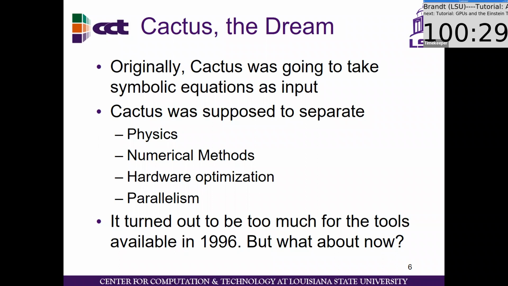It was supposed to separate physics, numerical methods, hardware optimization, parallelism, all those sorts of things, to keep them distinct so that different people could work on them. And by and large, it worked. The problems came, of course, with some modern hardware. OpenMP started polluting things in there a little bit. And GPUs, well, we only have had those recently. So Paul was not able to realize his vision in 1996, but what about now?